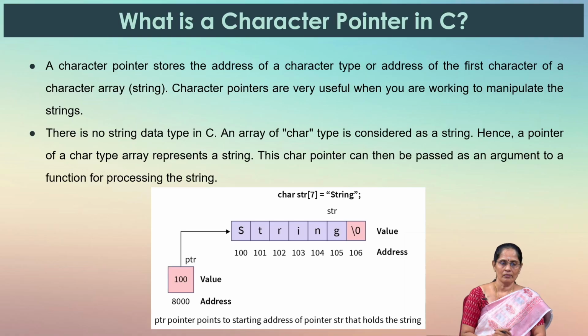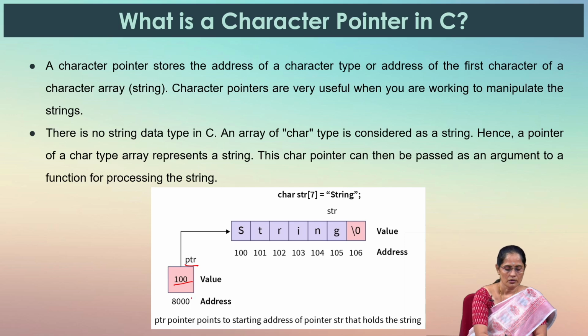In the example given here, we can see that ptr is a pointer type variable which has the value 100, which is nothing but an integer value, right. So, the pointer is holding the address 100. 100 is going to be the starting address of the string or the character array. Once we get the first address, subsequently we will be able to handle the complete string.